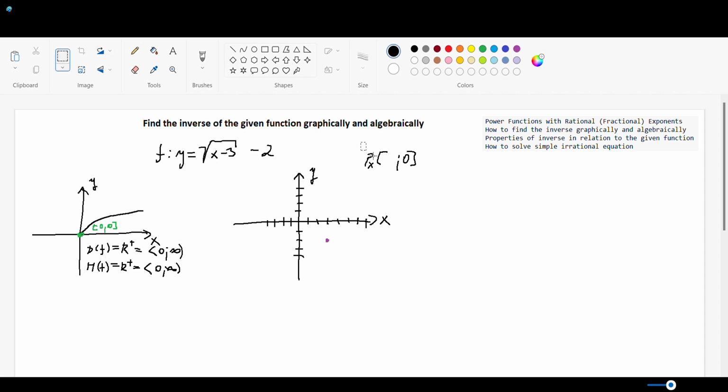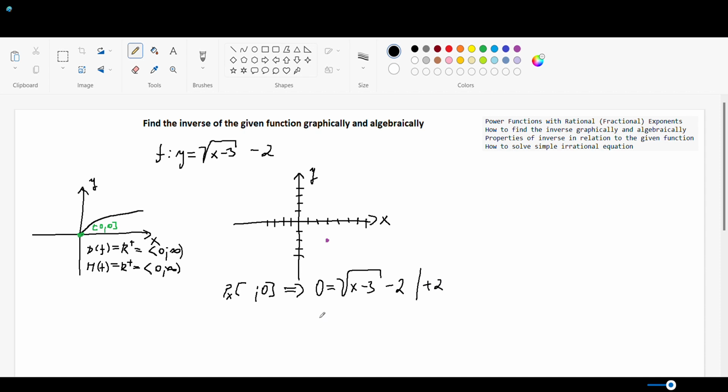Let me put it here because I will need this space for the graph to draw the inverse. So based on this information, we are supposed to solve the equation 0 equals square root of x minus 3, minus 2. So this is a really simple irrational equation, and as we know already, to solve such an equation it is a clever idea to isolate the radicand. So we do this operation, plus 2.